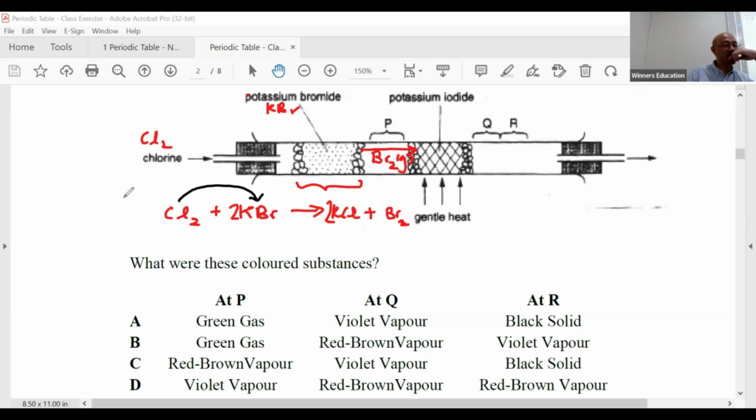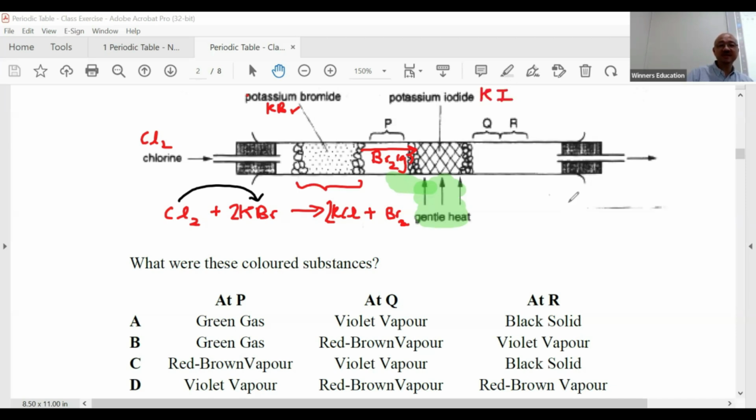Look at the diagram. Because it's very near to this. You're hitting this section. It's very, very near. Can you see? So the bromine will vaporize. It becomes a gas. Bromine is always a liquid, but it vaporizes to become a gas. Okay? Now, the bromine goes and says hello to potassium iodide.